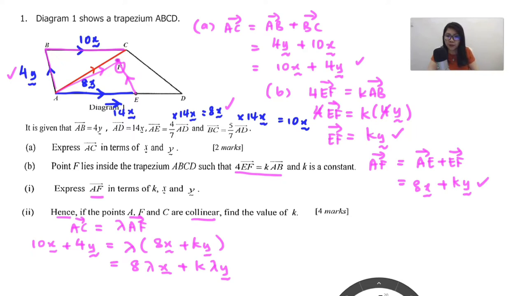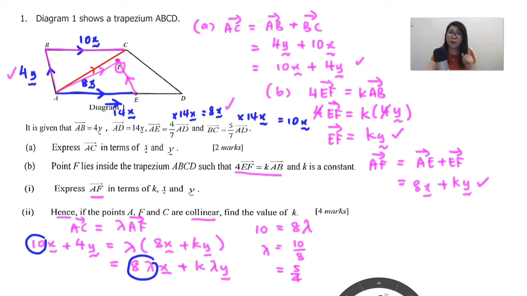Okay, so here, 10 is equals to 8 lambda. So therefore, lambda is 10 divided by 8. We simplify, we get 5 over 4. Okay, that would be the value of lambda.